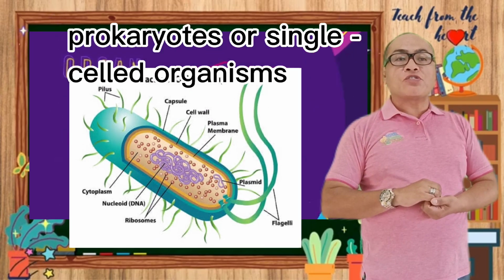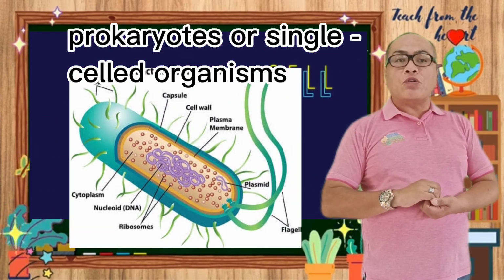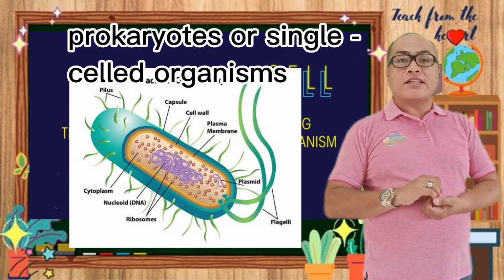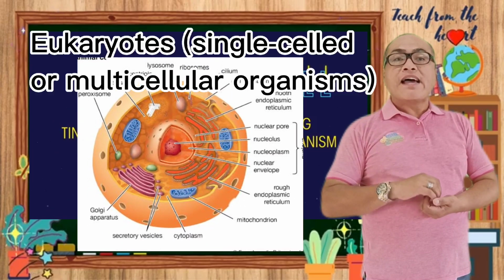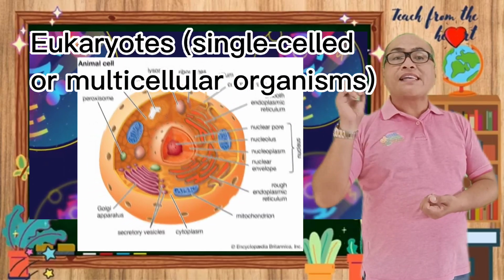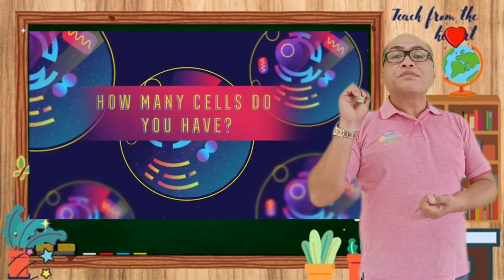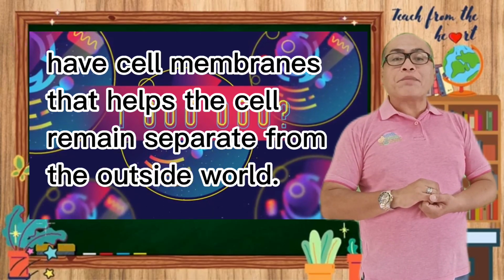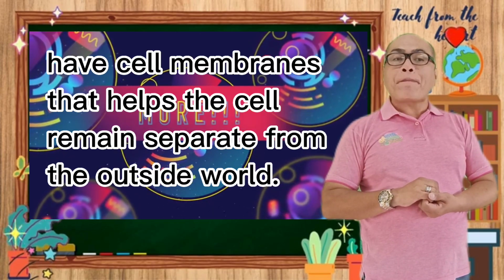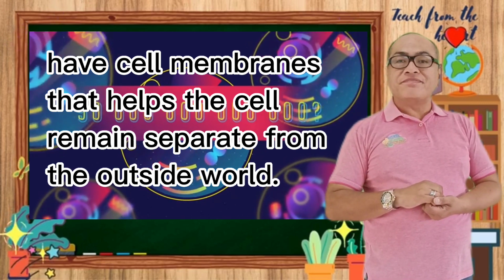Both prokaryotes, or single-celled organisms that lack a distinct nucleus and other organelles, and eukaryotes, single-celled or multicellular organisms whose cells have a distinct nucleus and various organelles, have cell membranes that help the cell remain separate, in a sense, from the outside world.